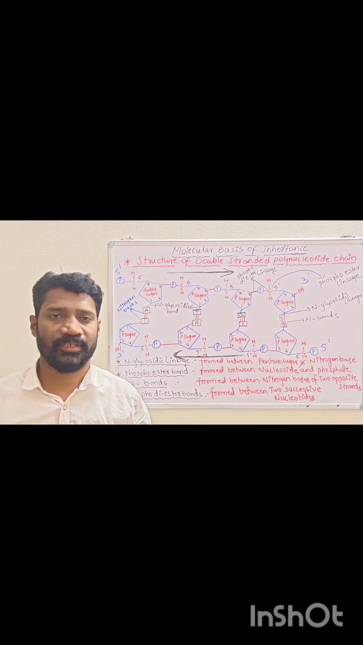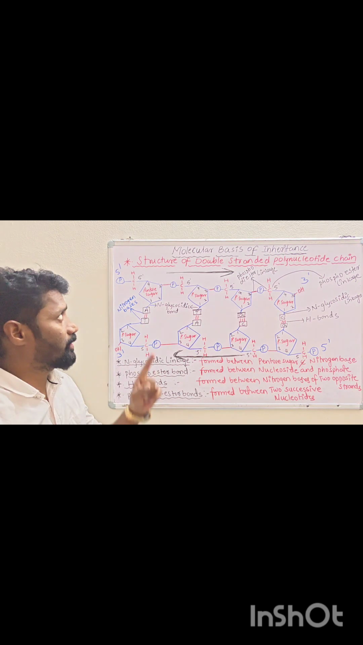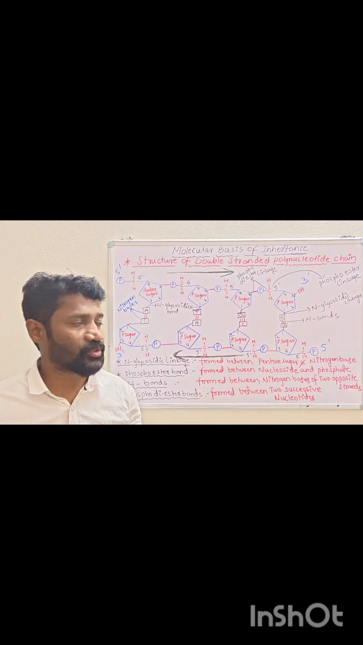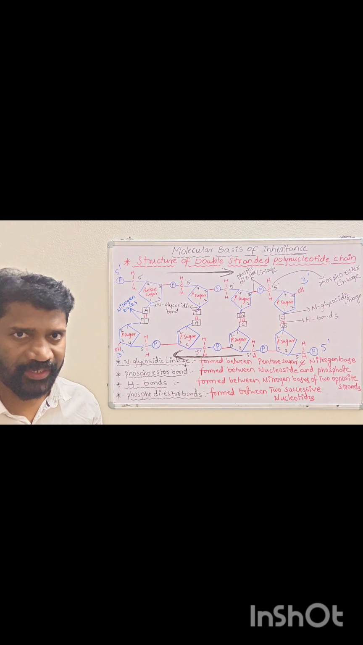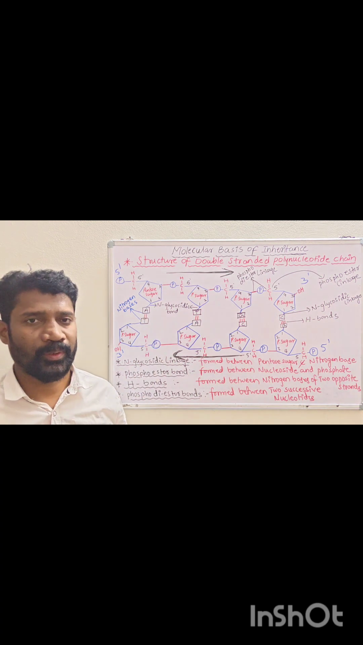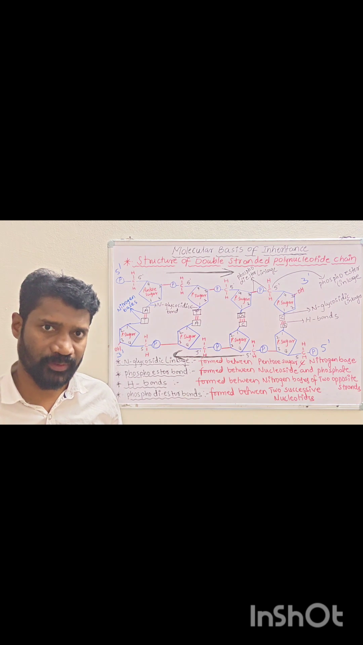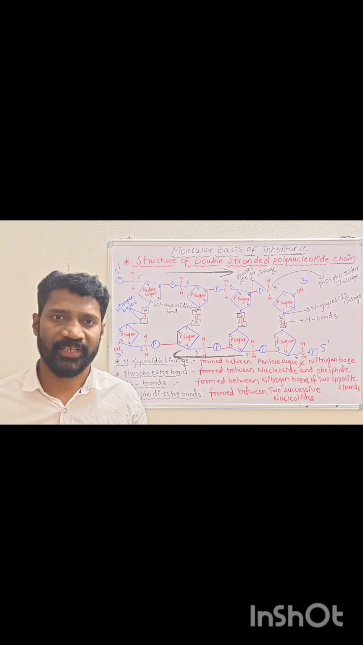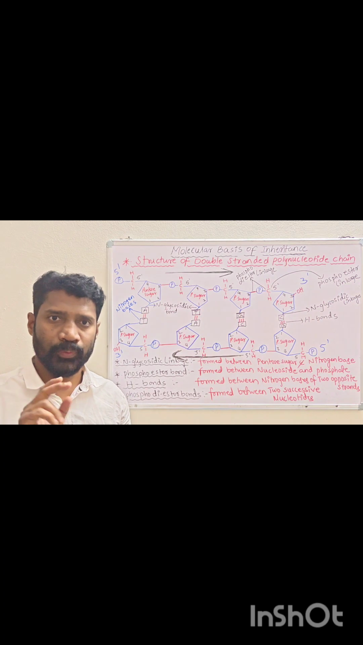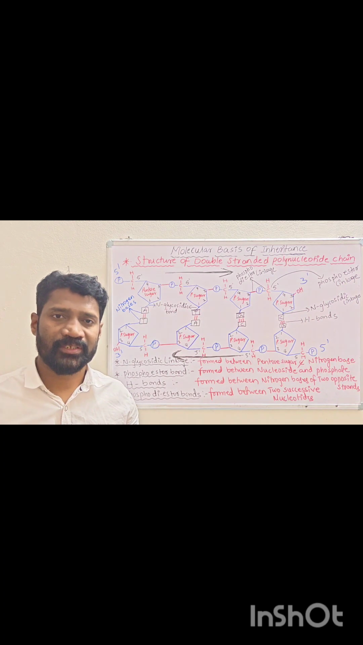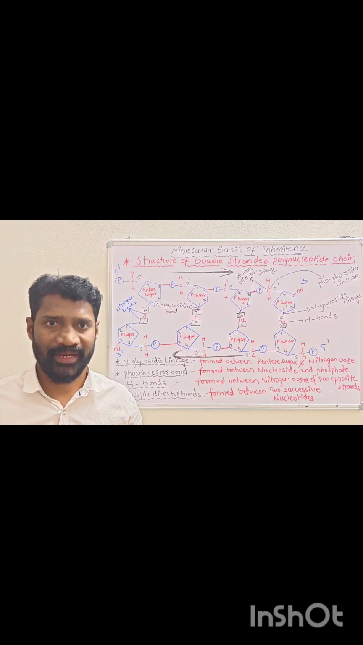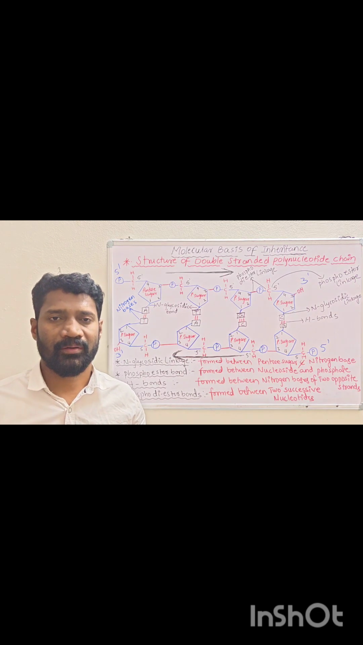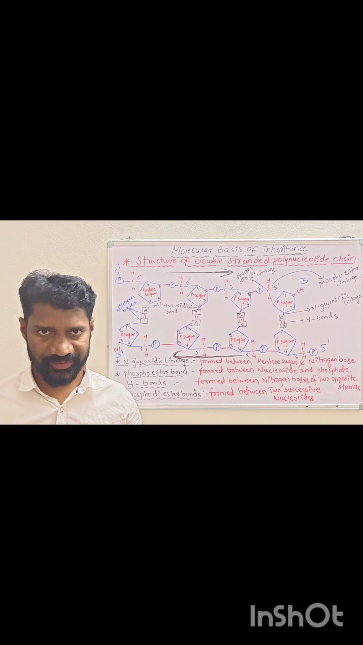Now in this session we are going to discuss the structure of the double-stranded polynucleotide chain in the chapter on the molecular basis of inheritance. We know that every DNA is made up of two strands, and each strand is made up of many nucleotides. That's why the strands are called polynucleotide chains.